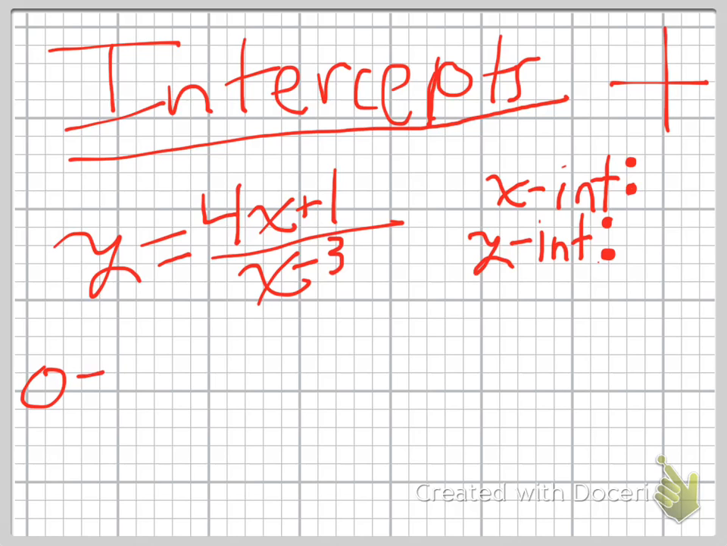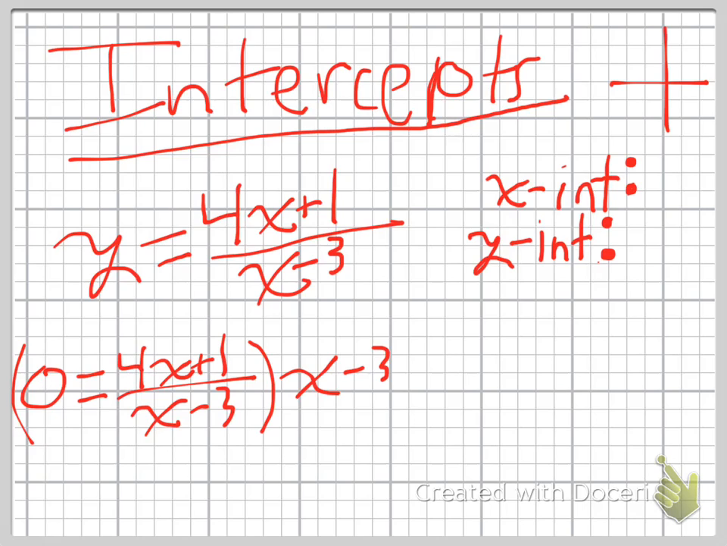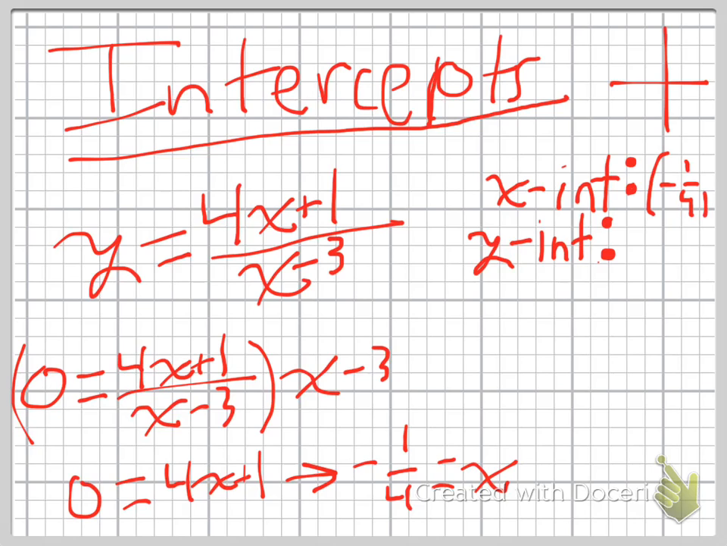So let's find the x-intercepts first. Plug in 0 for y in y equals 4x plus 1 over x minus 3. We multiply the entire equation by x minus 3. On this side, 0 times anything is still 0. In this case, the fraction will cancel out and you just have 4x plus 1. And if you solve for x, you have negative 1/4. So then your x-intercept is just the point negative 1/4, 0. I'm running out of space a little there.